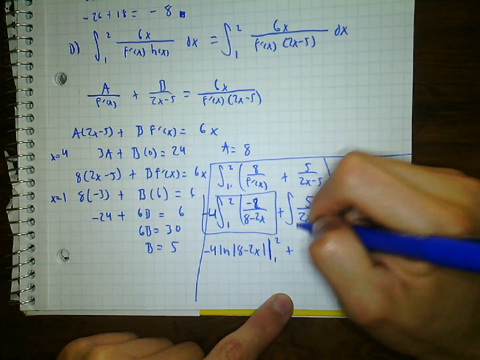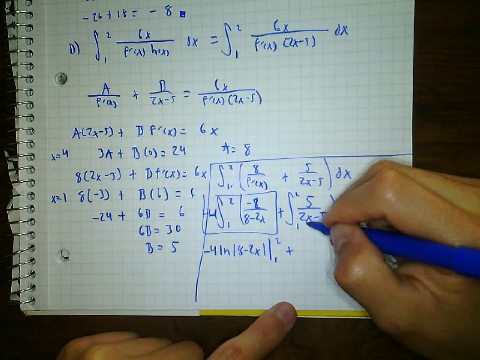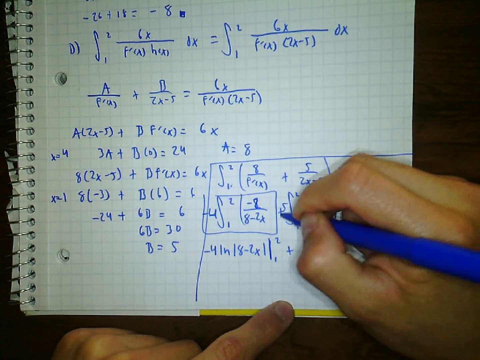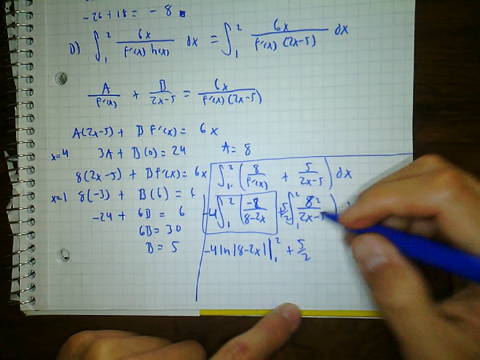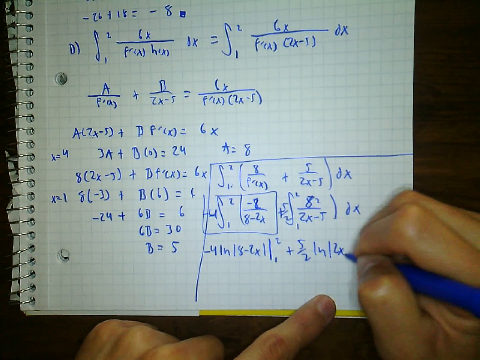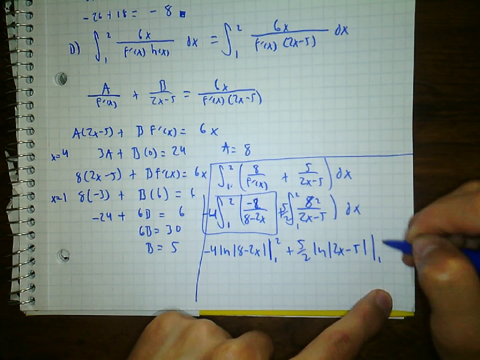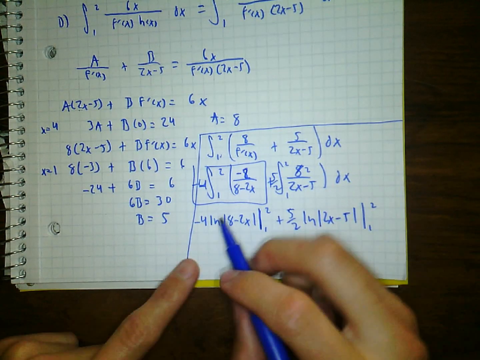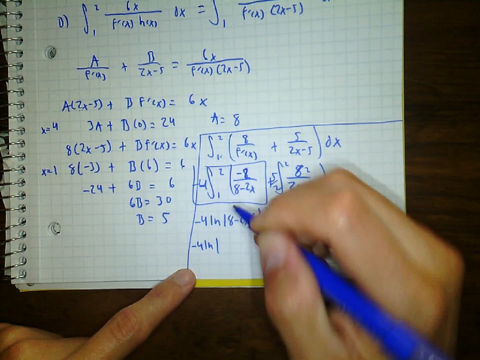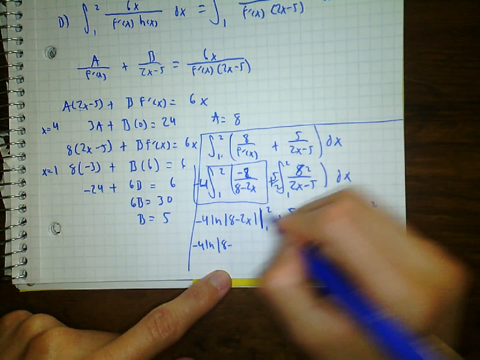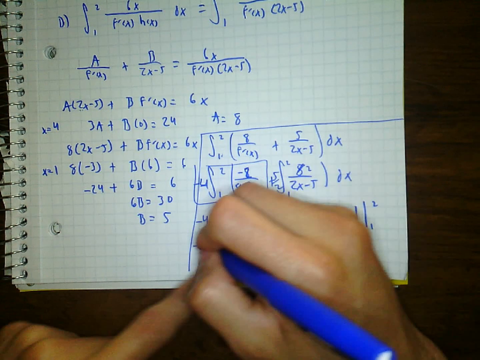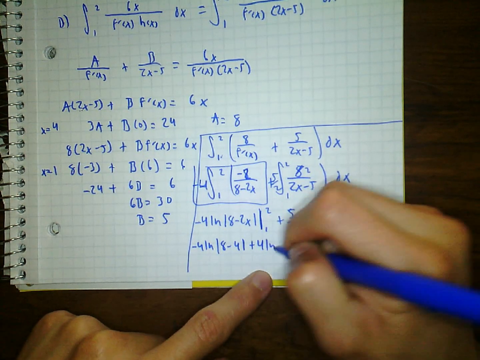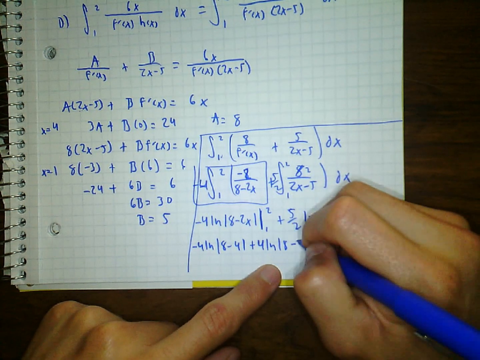Plus, now I can integrate this one from 1 to 2. Well, the derivative of this is 2. So I can pull out the 5. I can put a 2 there, which means a 5 halves. So I've got 5 halves ln of absolute value 2x minus 5 evaluated from 1 to 2 once again. I'm running out of space again. Okay, so I'm going to plug in 2 here. So that's going to give us negative 4 ln of 8 minus 2 times 2, which is 4. And then minus, because that's a minus, is going to be a plus 4 ln of 8 minus 2.